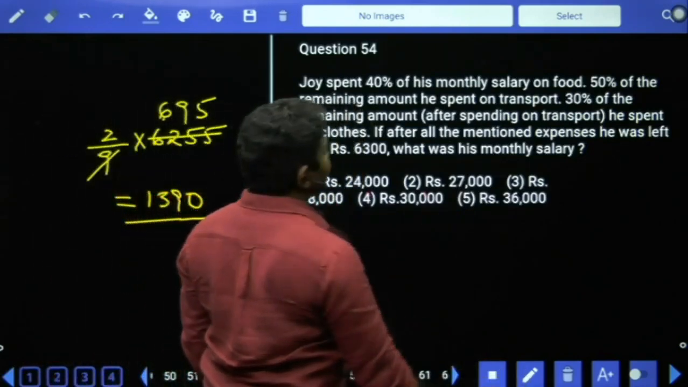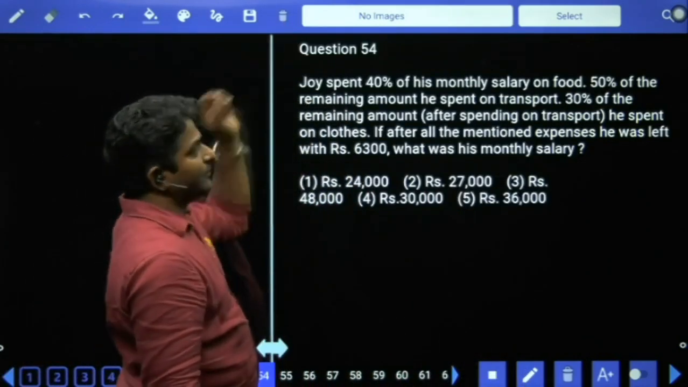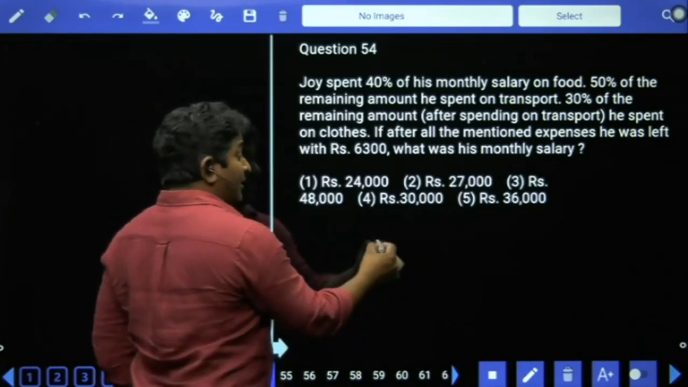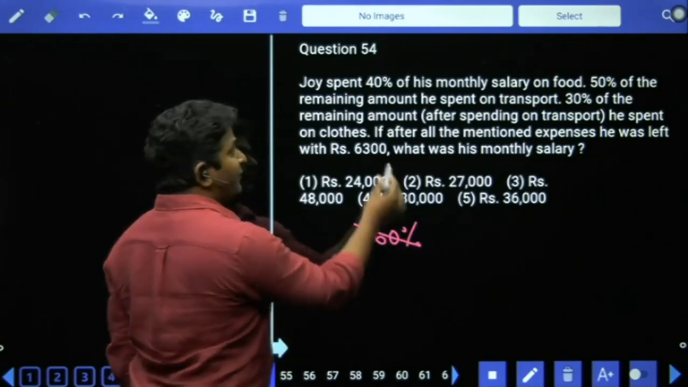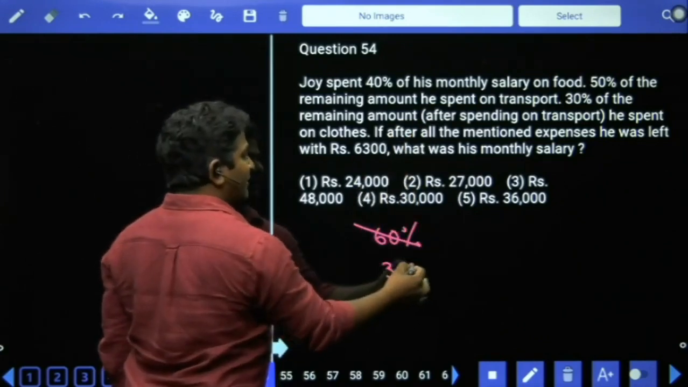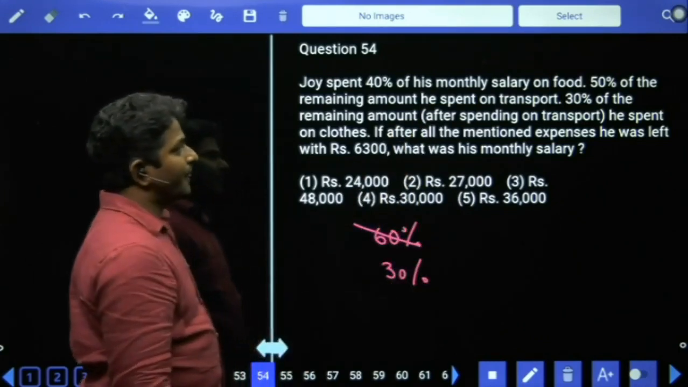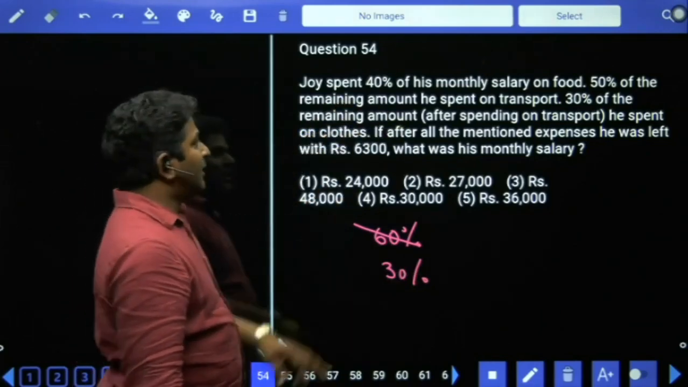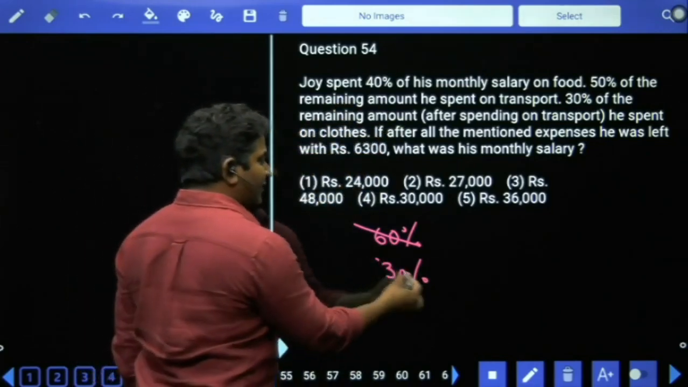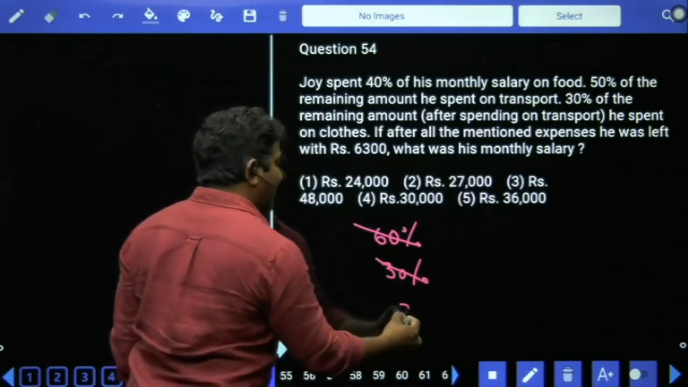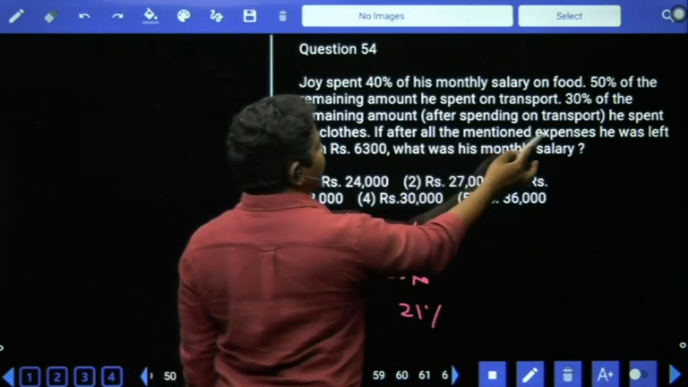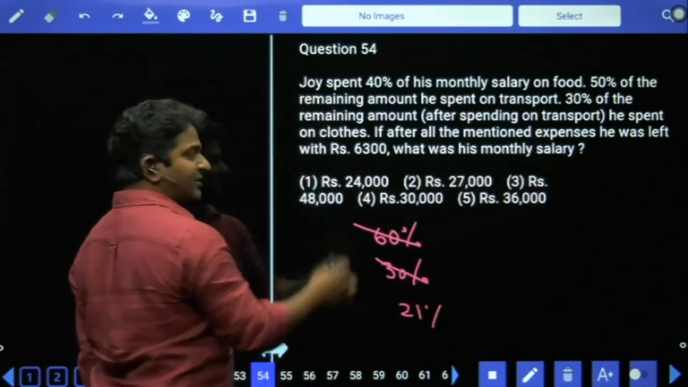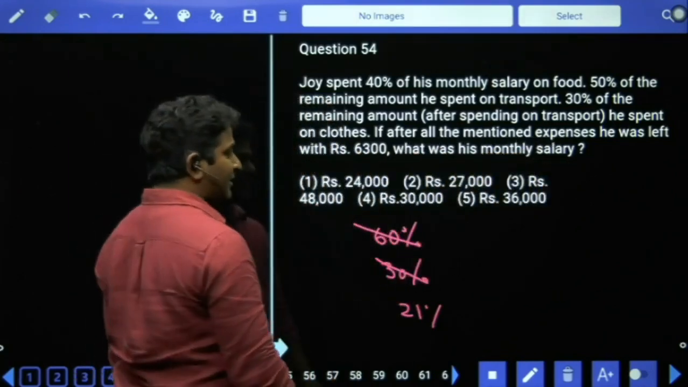Joy spent 40% of his monthly salary on food, 50% of the remaining on transport, and 30% of the remaining on clothes. If 40% is spent, the remaining is 60%, out of which 50% is spent, so the remaining is 30%, and that was spent on transport. Out of this 30%, 9 is spent, remaining is 21, which is spent on clothes. If after all the mentioned expenses he was left with 6,300, that is equal to 21%.